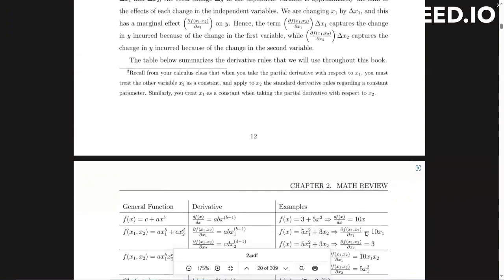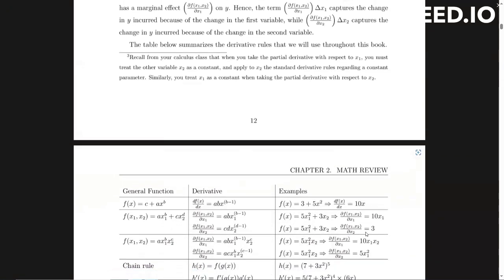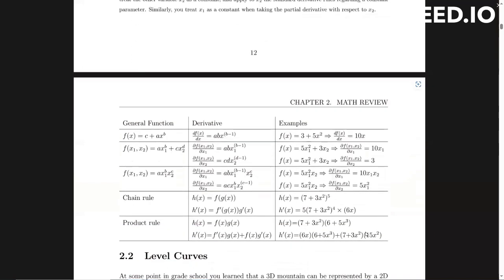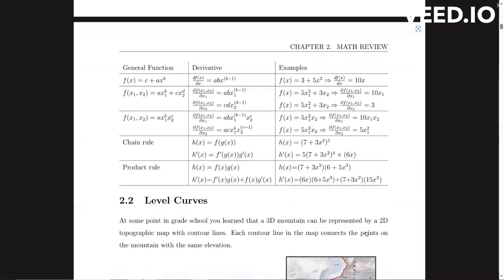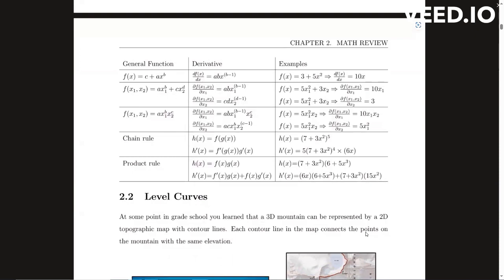So the table below summarizes the derivative rules that we will use throughout this book. We kind of jump around. We're basically going straight through, but when we did some of the chapter 2 homework, we're still in chapter 2. We're doing multivariable functions, and calculus 1 was single variable functions. These three here are just derivative review, which we already did. We're not going to talk about this.